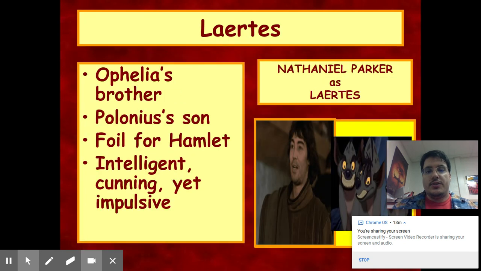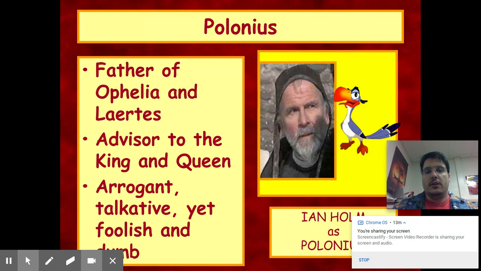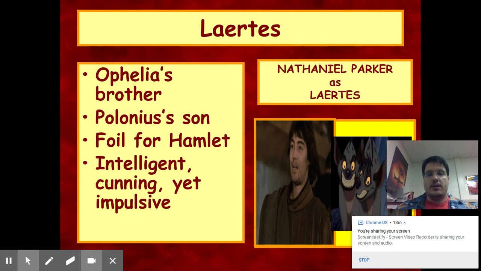Okay, Laertes. This is Nala's brother. So he is the brother to Nala or Ophelia and the son of Polonius. And if you're thinking about Lion King, he would be represented by the hyenas. He is kind of like the polar opposite of Hamlet. Whereas Hamlet takes his time and drags his feet, Laertes is quick to action. In fact, almost too quick to action. He is intelligent and cunning, just like Hamlet, but unlike Hamlet, he's very quick to action.